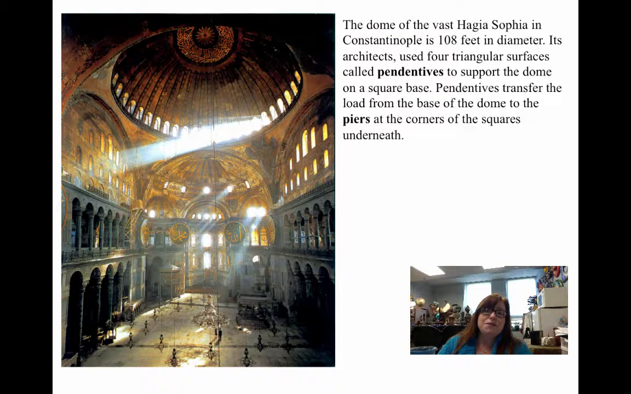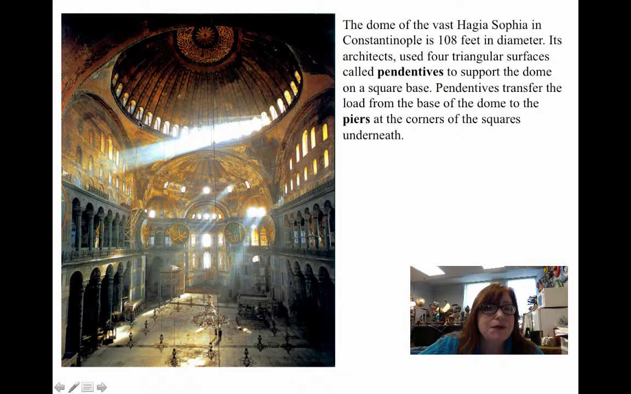And then this is the dome of the Hagia Sophia, which I think I talked about way back in the first chapter. We're looking at it again here in the context of architecture. This dome is huge. It's 108 feet in diameter. And so here you have the dome. This is where we talk about pendentives.